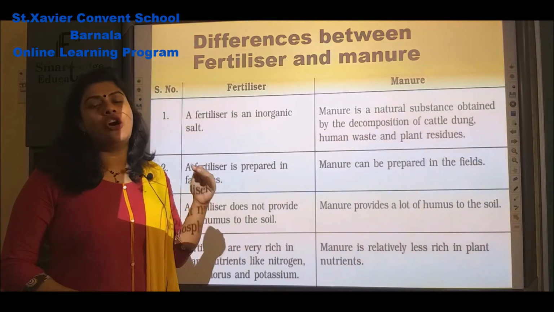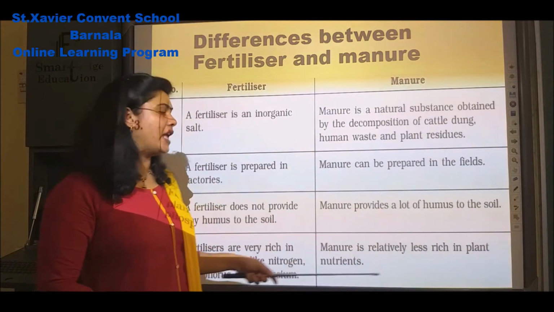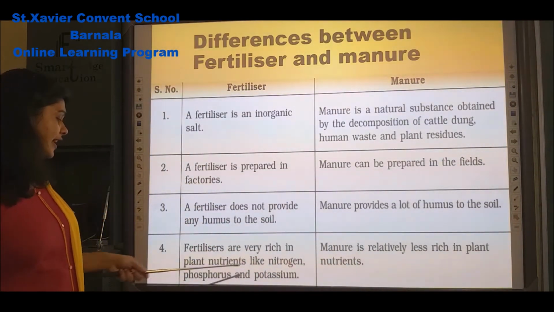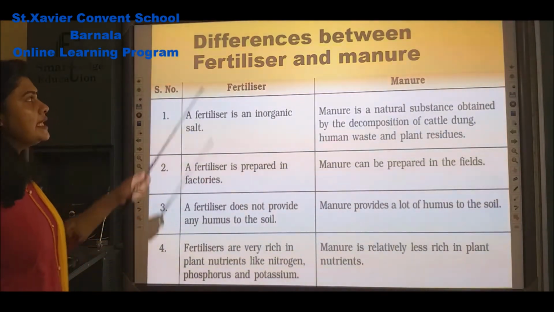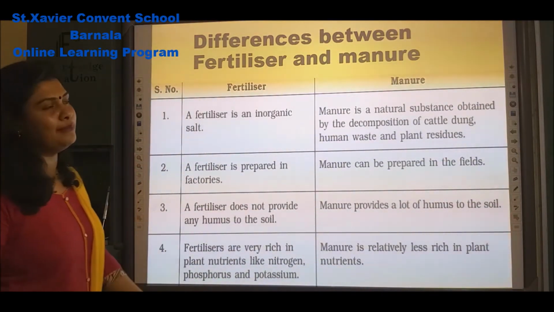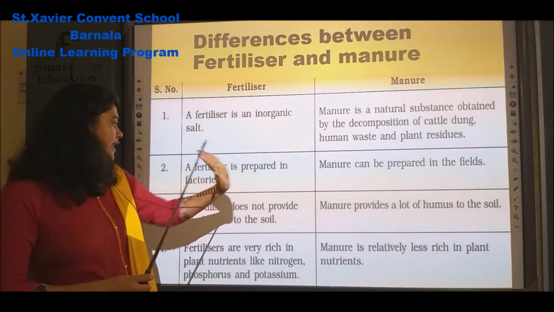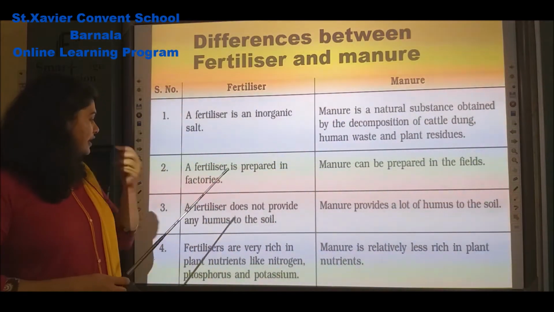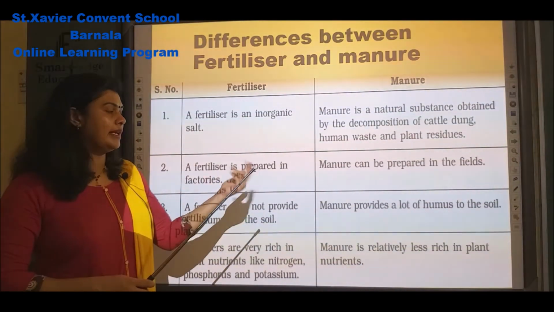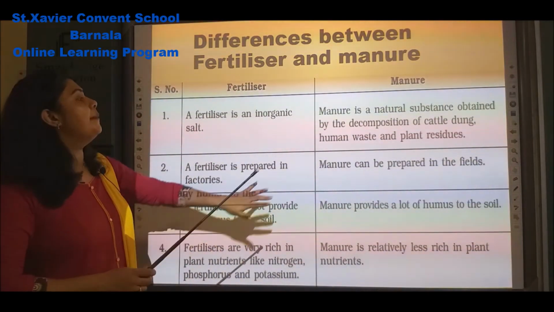Actually, the overuse of fertilizers makes the soil less fertile, but manure provides a lot of humus to the soil. Next, fertilizers are very rich in plant nutrients like nitrogen, phosphorus and potassium. Manure is relatively less rich in plant nutrients. These are the major differences between fertilizer and manure. I hope you understand. One is a chemical and the other a natural substance; one we prepare in factories and the other in the field. And fertilizer does not provide any humus to the soil, but manure provides a lot of humus.